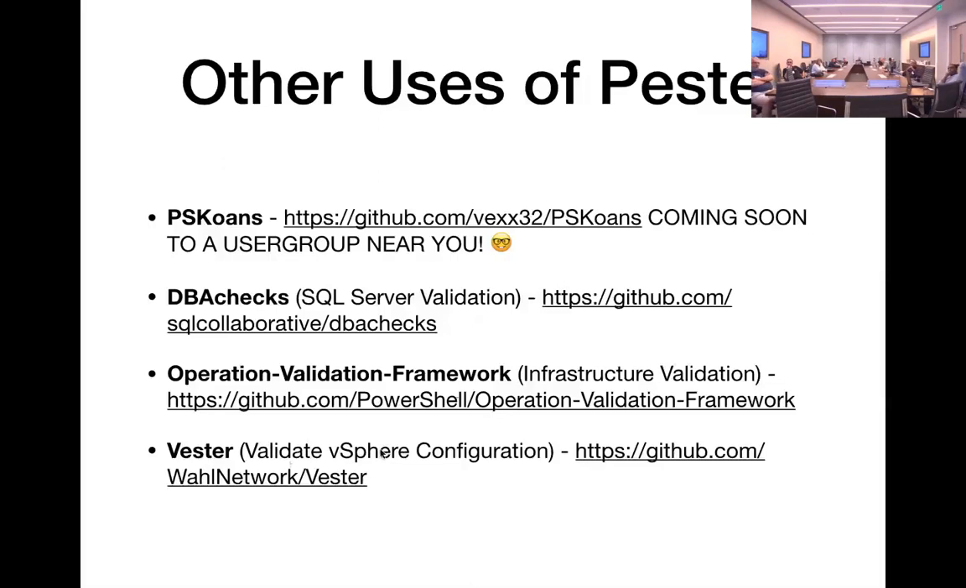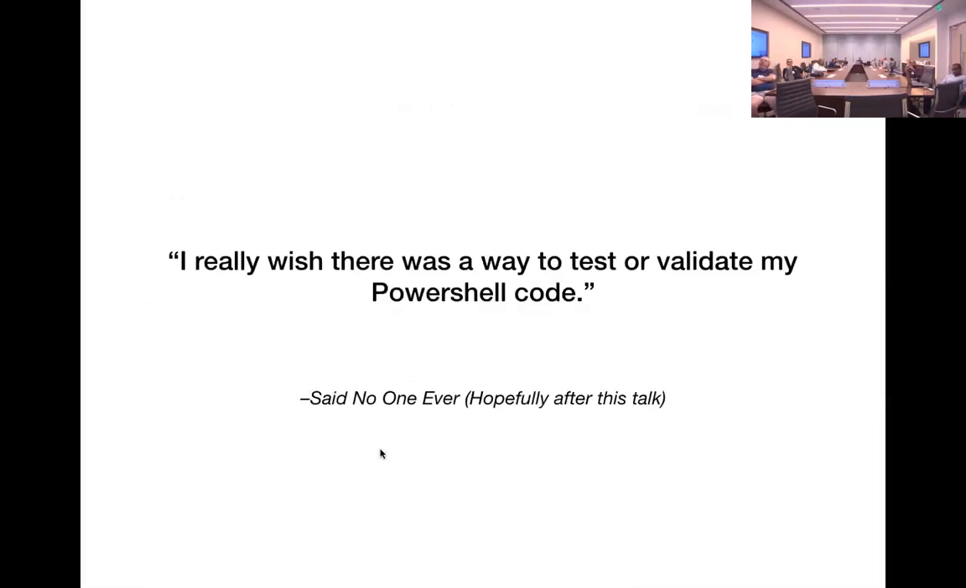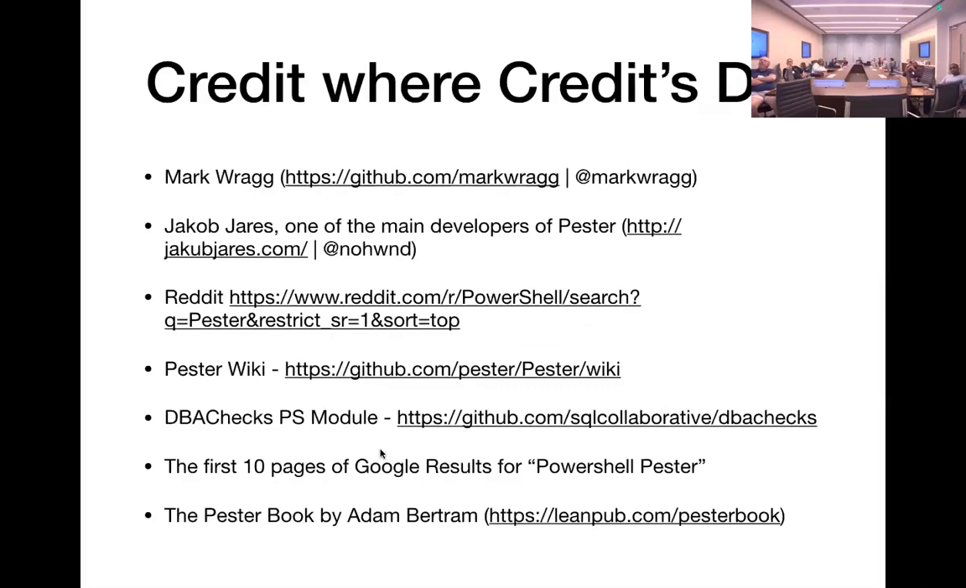So, using Pester, more uses, and obviously this post and these links will be online: validating AD attributes exist, DNS, Skype, domain controllers, Citrix XenApp. Another one, software deployment readiness. I mean, you can find a use for Pester whether you're a developer or not. So, yeah, there are a few links right there of what I use so far, and some people that I used.